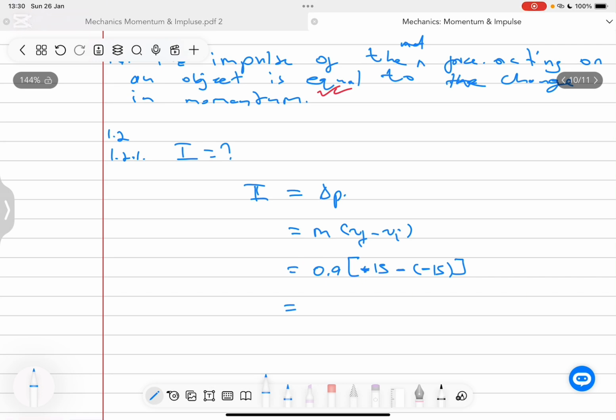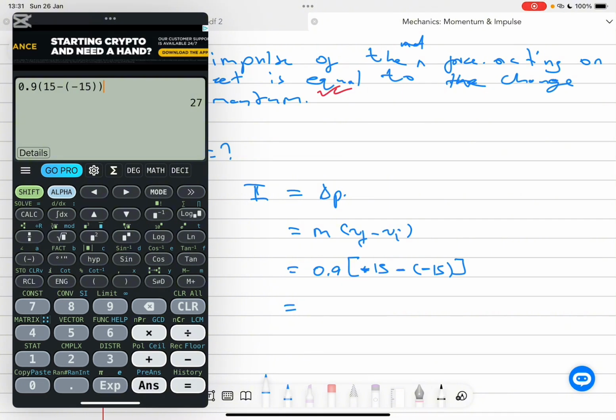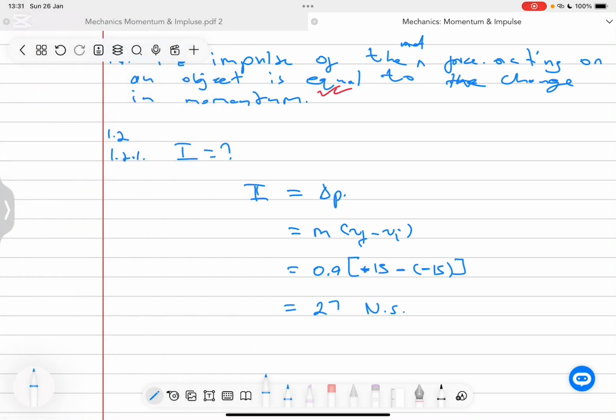Now we can use our calculator at this stage. So I'm just going to punch the whole thing in the calculator: 0.9, open bracket, 15 minus negative 15, close bracket, and that gives me 27 Newton seconds. Now you have to note that my answer is positive. This means that my impulse is actually going upwards. Remember, impulse is a vector quantity.